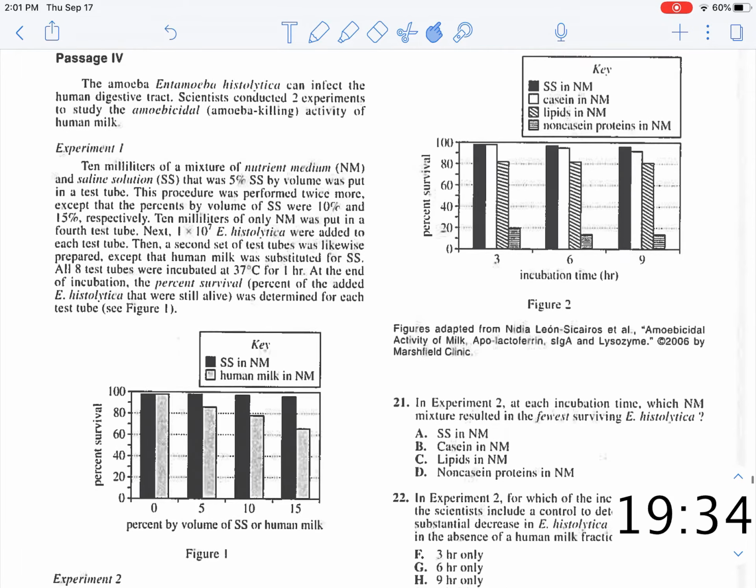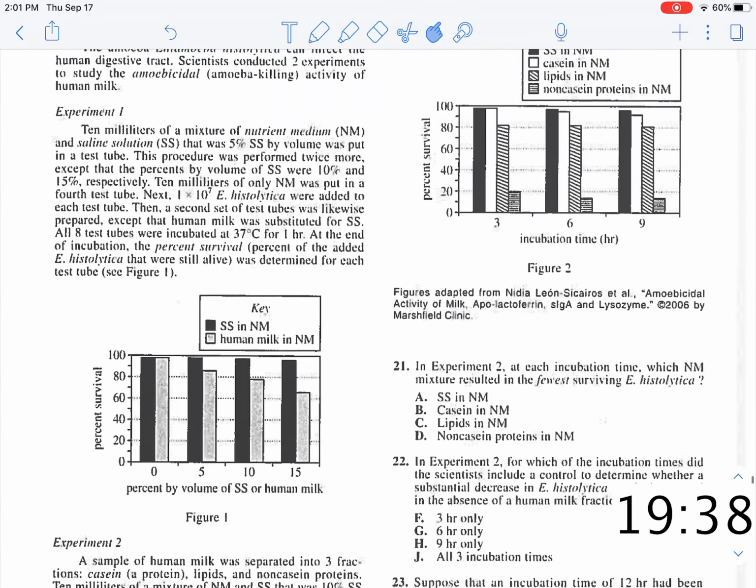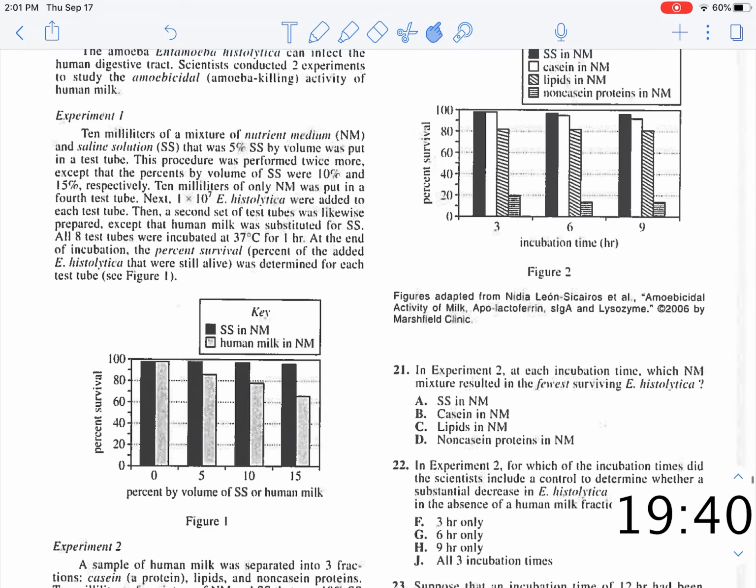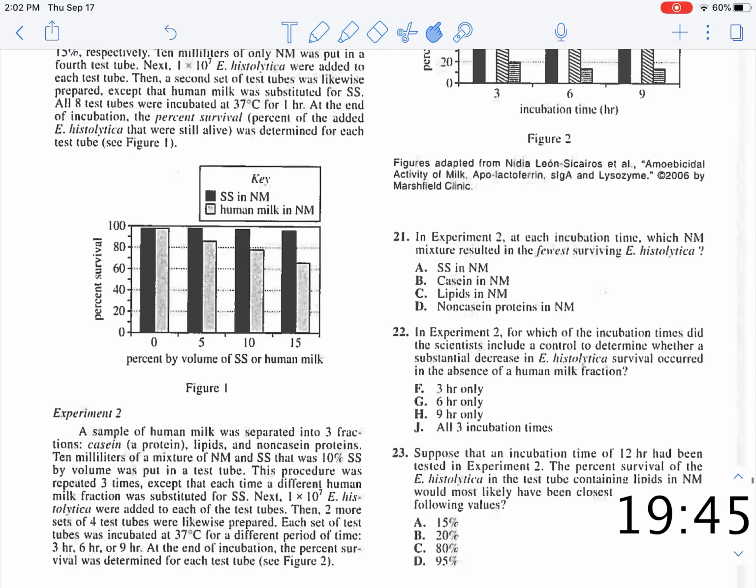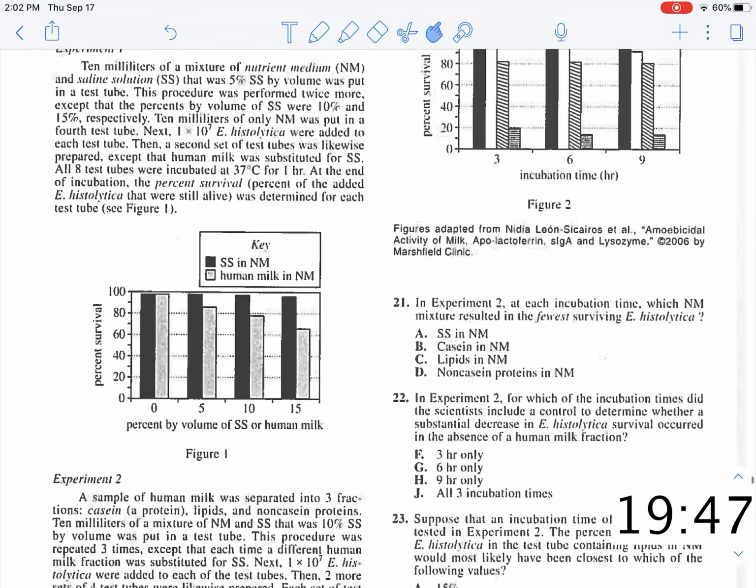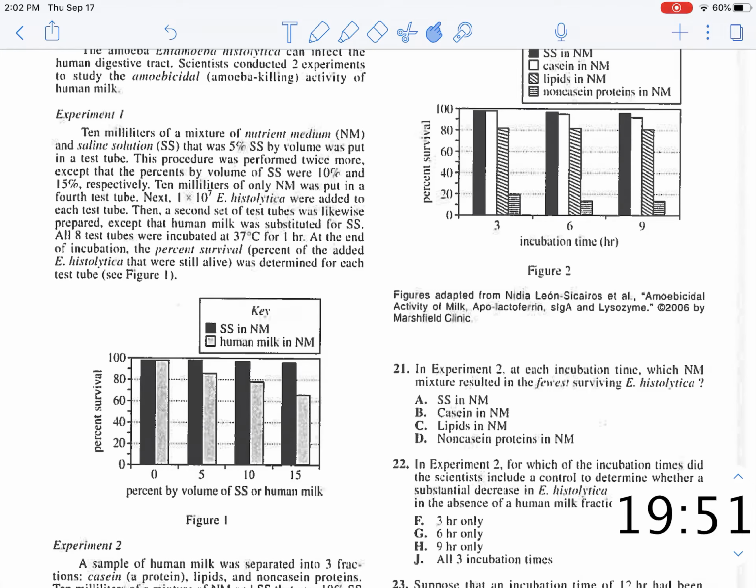Okay, great. That's a ton of information. In experiment 2, at each incubation time, which fewest? Okay, that's easy. Non-casein protein. Great. 21 is D. Man, we have to hurry up. 21 is D.